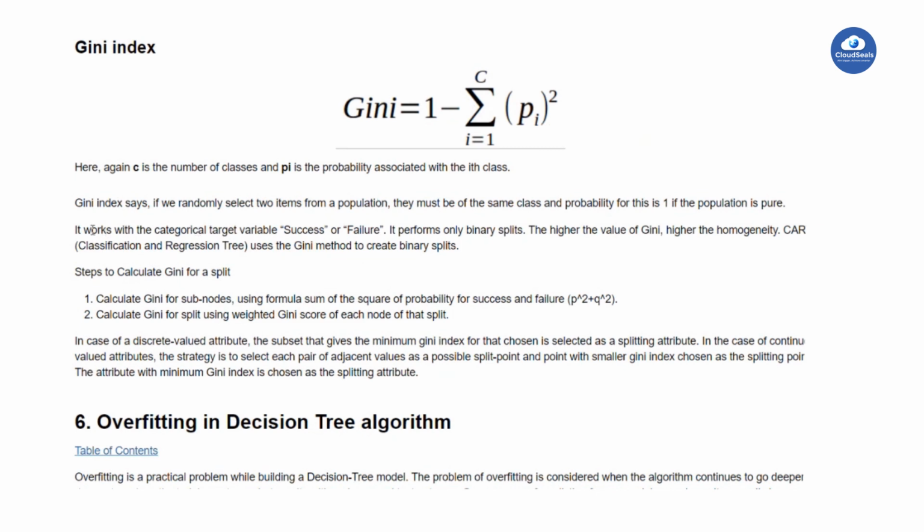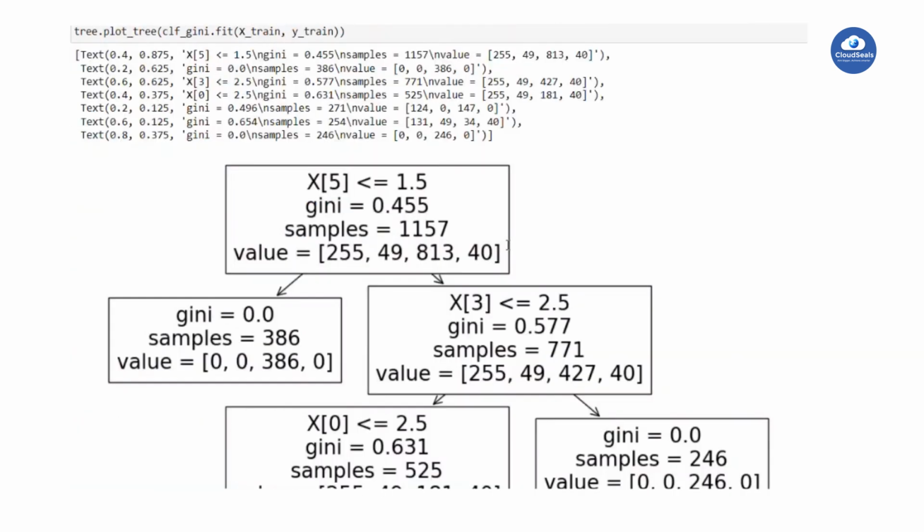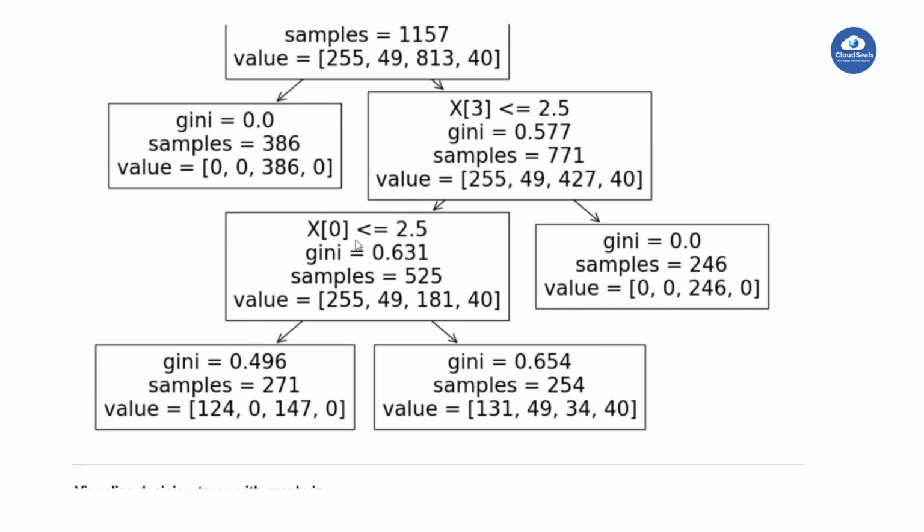It works with categorical data, Gini index. So it works with the categorical target variable, success or failure. It performs only binary splits. That's why it splits here as binary splits for the categorical data. Okay.